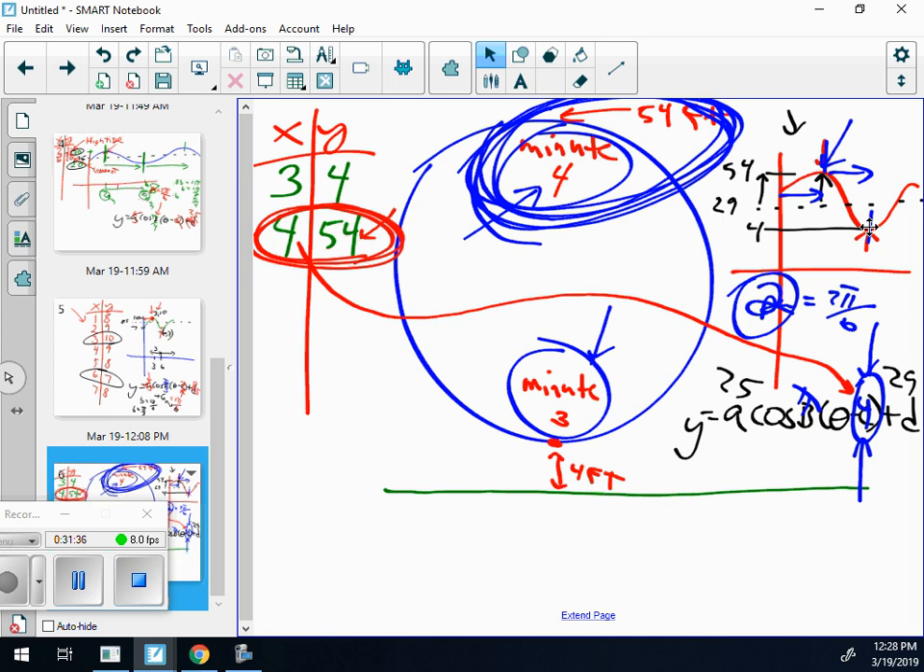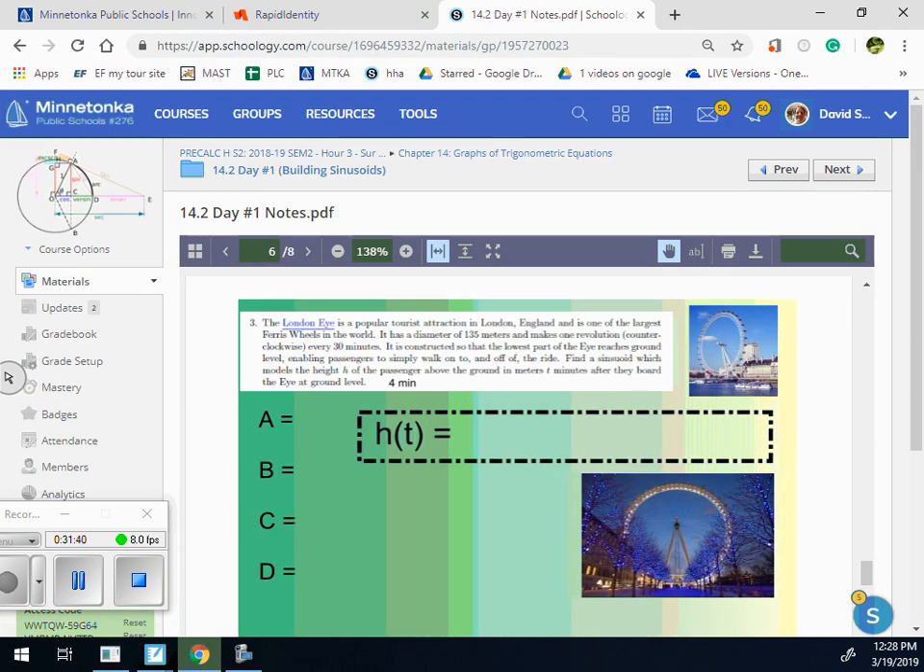Your homework for tonight. I'm only giving you 2. They are nasty, beastie word problems, but there's only 2 of them. One is specifically about the London Eye.